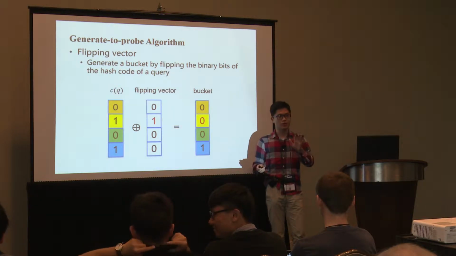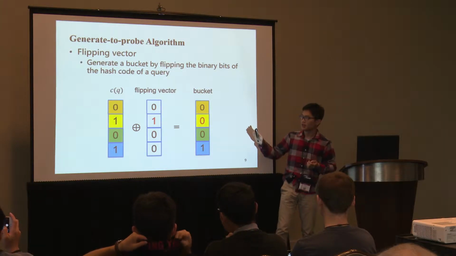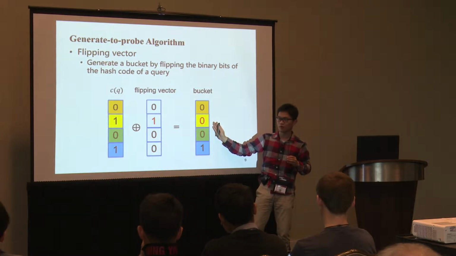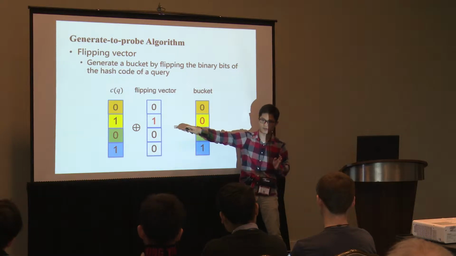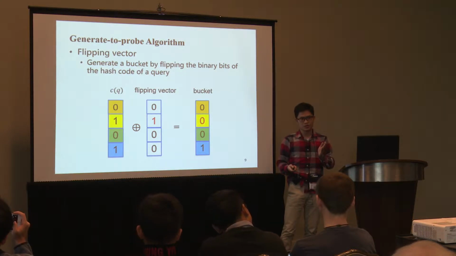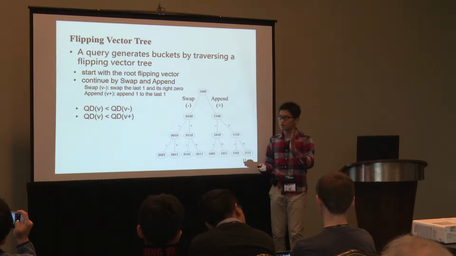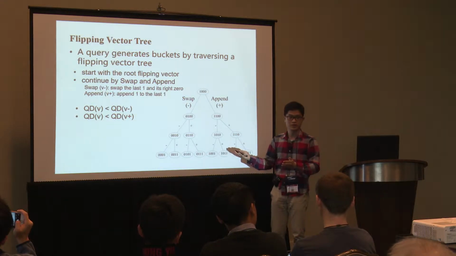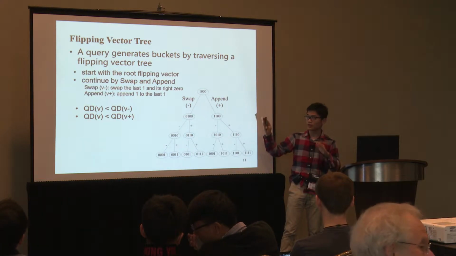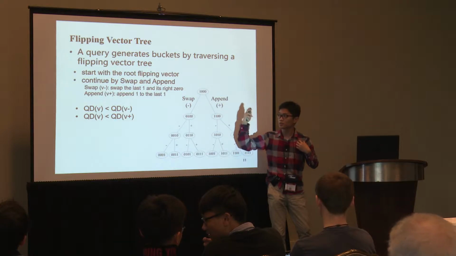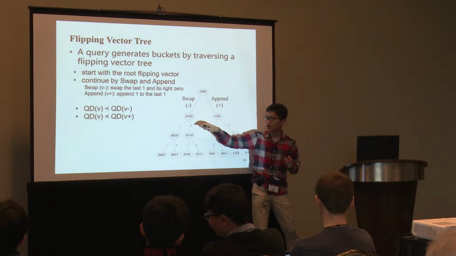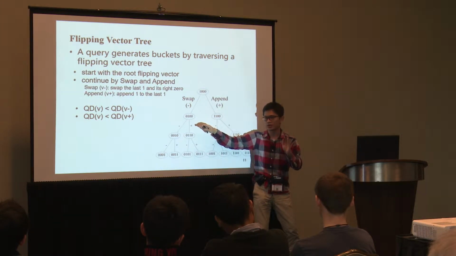To generate buckets to probe, we define the concept of a flipping vector. A flipping vector is used to flip specific bits of a binary code and generate the bucket to probe. In this example, I will flip the second bit of the binary code and obtain the next bucket to probe. But the problem is we need to generate buckets in the ascending order of quantization distance to the query. To do that, we need to traverse this flipping vector tree. This flipping vector tree is generated by two key operations we define, which are swap and append. An important property of this flipping vector tree is that the QD of one node is always smaller than the QD of all its children.